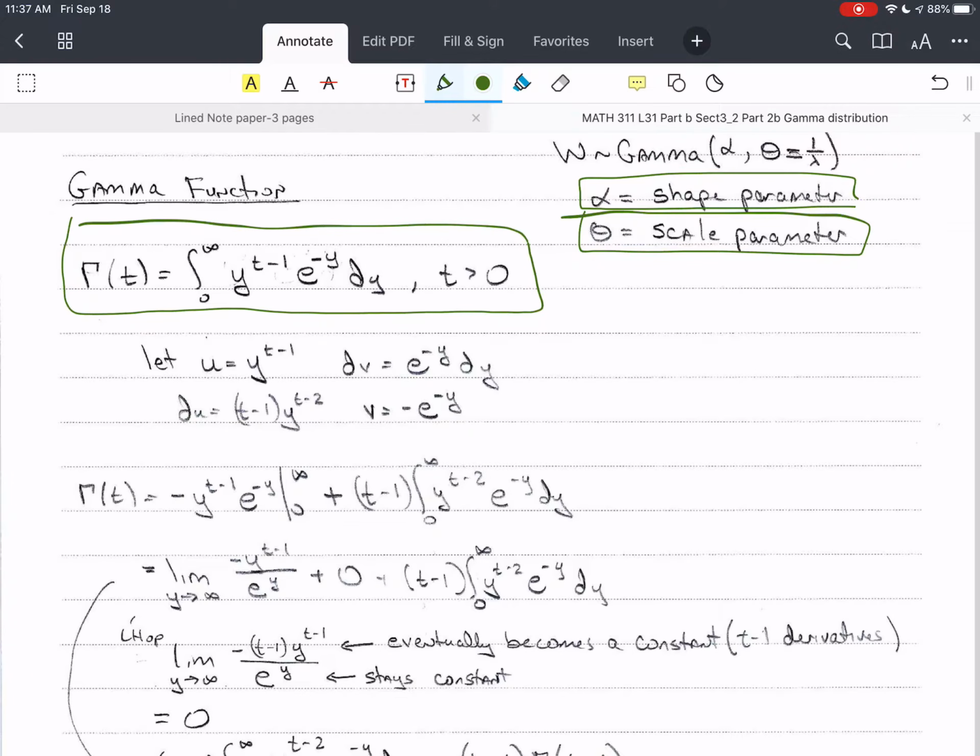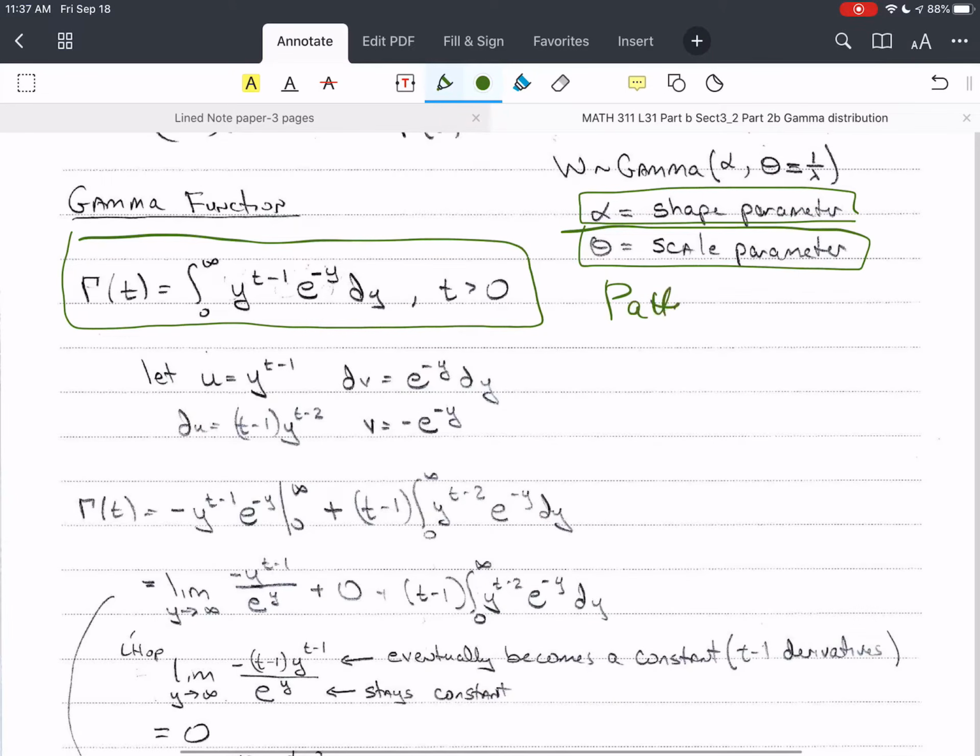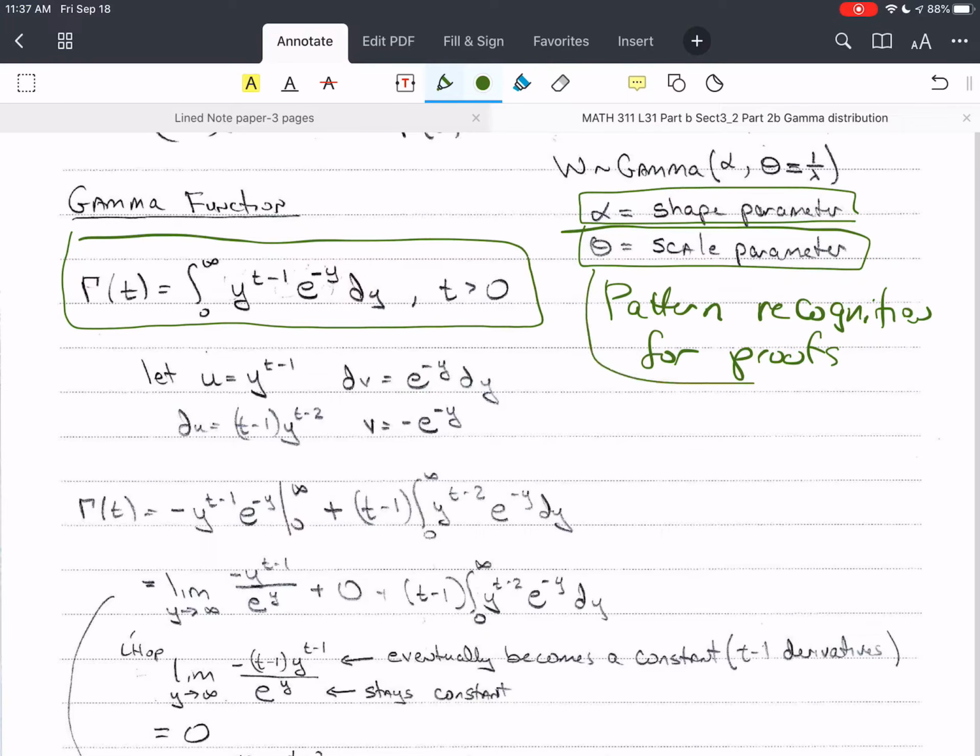So pattern recognition is a very powerful tool for proofs, especially in statistics when we're talking about continuous distributions or even discrete distributions. This pattern recognition is extremely important. So this requires integration by parts.